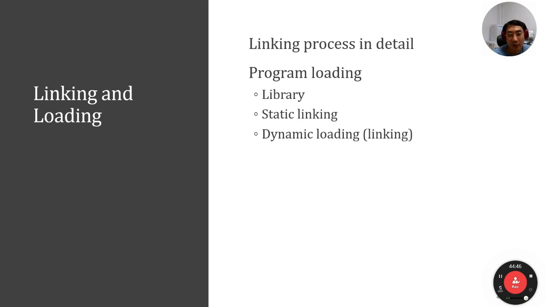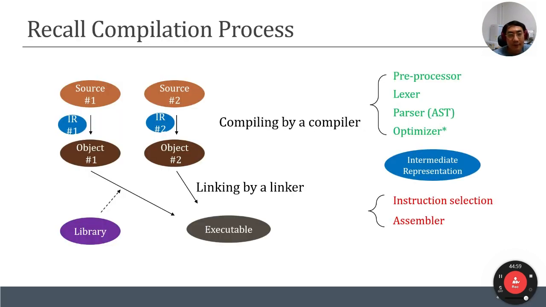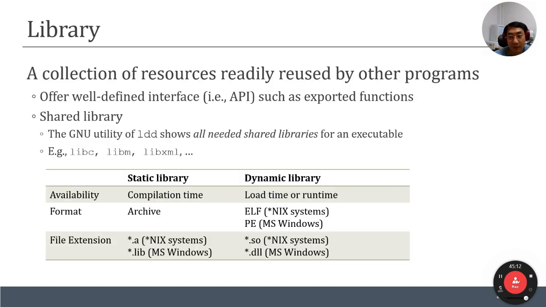Okay, we're almost done. Let's talk about linking and loading as the final topic. So recall the compilation process. We have source code. It generates IR, which produces object files. The linker generates a binary executable.